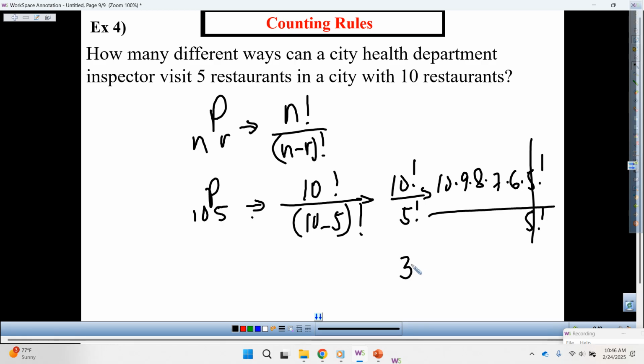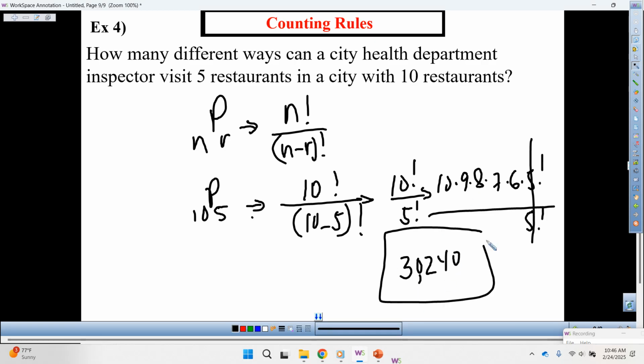I can barely see with some of your pictures. Is it 302,000? What is it? Oh, 30,240. Hands if you got something like that? I'll confirm it with the permutation function. We got it, right? All right.